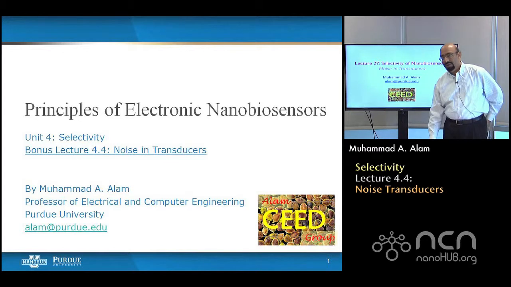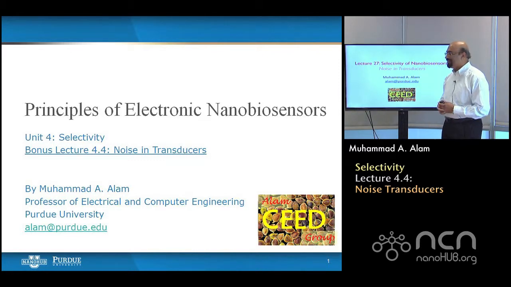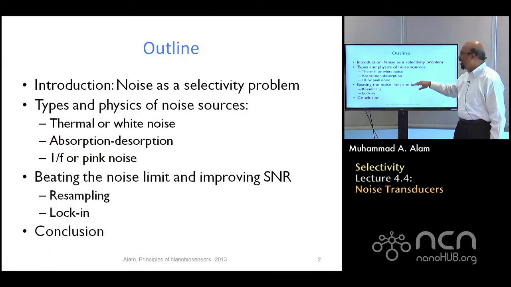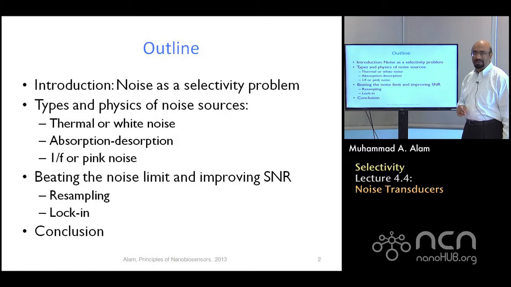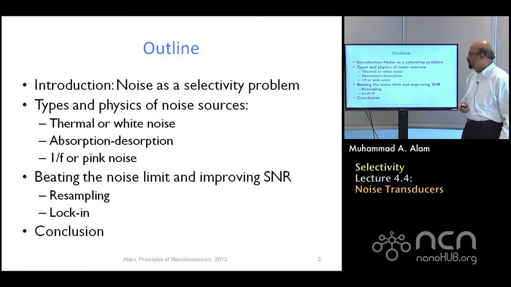So today I'm going to talk about a third universal selectivity concern of nanobiosensors, and that has to do with the noise in the transducers. So I'll explain why noise is such a big concern, such a big selectivity problem. And it turns out that it is a concern for all different types of biosensors, be it potentiometric, amperometric, or even cantilever-based. So therefore, this is something that will be present no matter what technology you use.